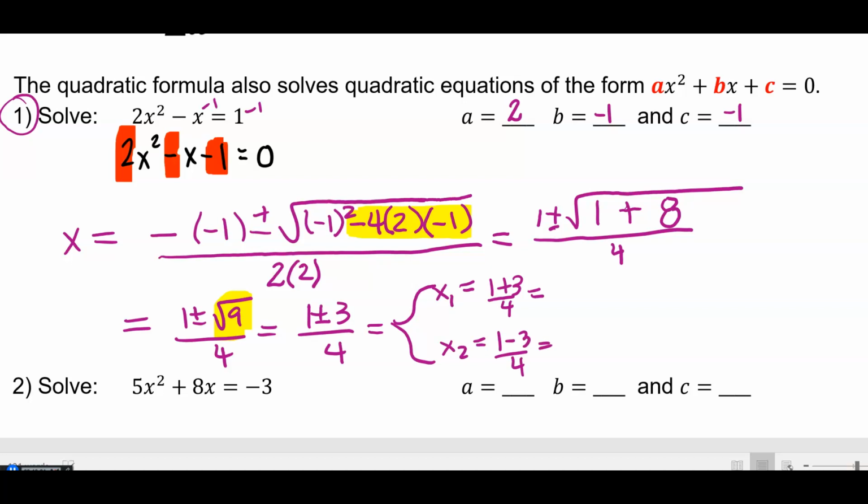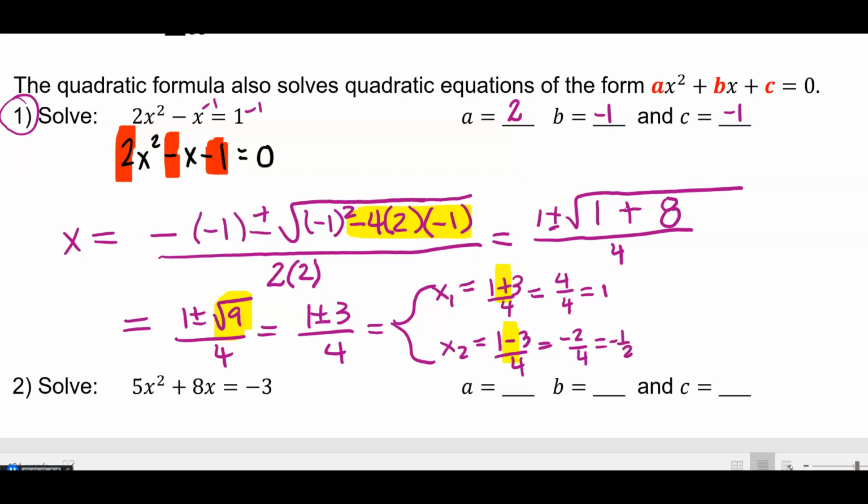So notice that we only changed the sign, we have two solutions. That's what that plus or minus represents, that there will be two solutions in the end. One with a plus and one with a minus. So when we continue, 1 plus 3 is 4 over 4. So we have 1. And 1 minus 3 is negative 2 over 4, which is negative 1/2.